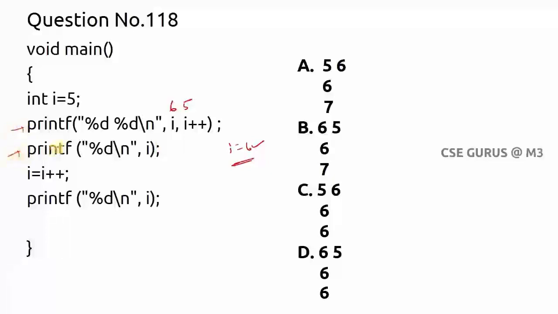Now what about this printf statement? What is the latest I value? 6. So that's why here also 6. So 6, 5, 6 of course. But what about this one? I equals I plus plus.